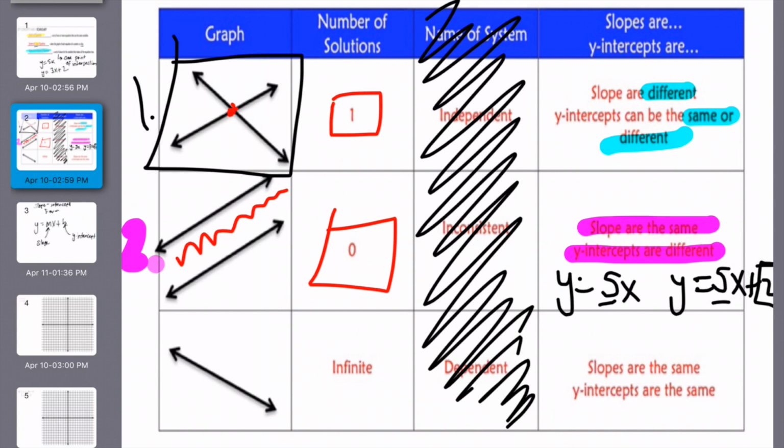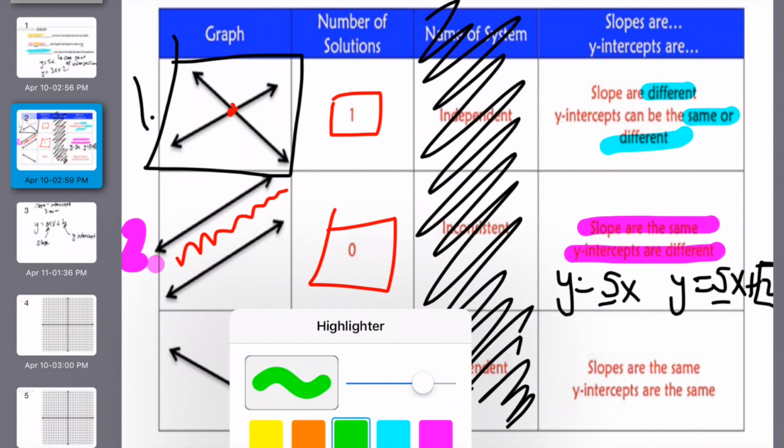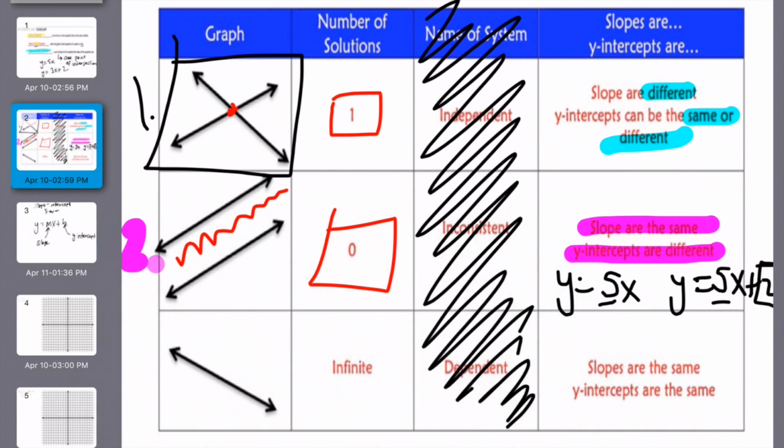And then this last one is when it's infinite, okay? Let's go with green, a system that has an infinite number of solutions. We can see it's only one line, okay? Or it looks like one line. However, that doesn't mean that it's always going to just be one equation of a line. For it to be a system, there has to be more than one equation. So this is an infinite number of solutions because it all is on the same line. And we can see here that the slopes are the same and the y-intercepts are the same.